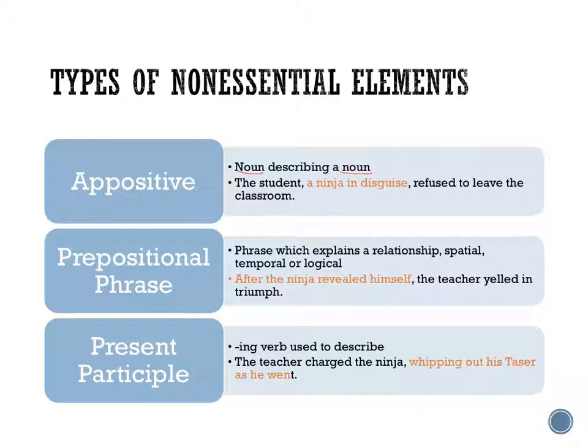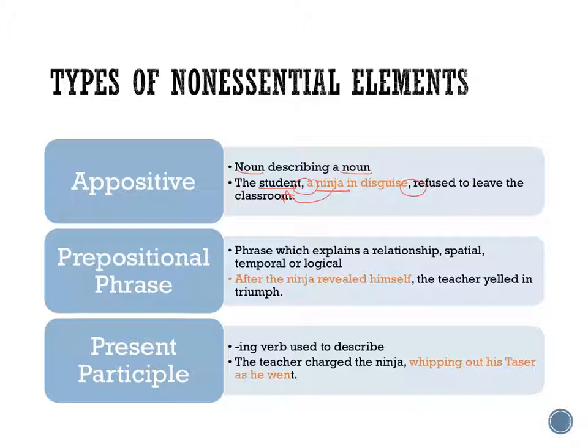As our example, the student, our noun that we're going to add an appositive to, a ninja in disguise. Ninja is a noun describing student, and then we have added a phrase on around it, a ninja in disguise, refused to leave the classroom. Notice we're gluing this in with commas.